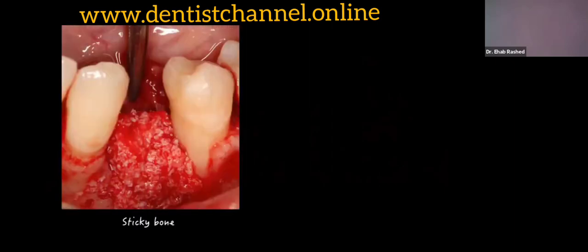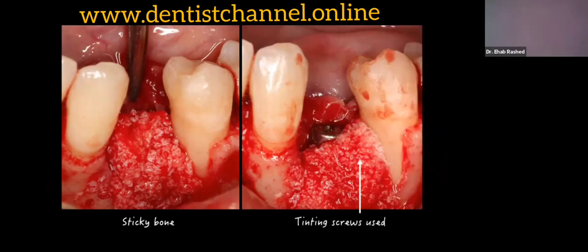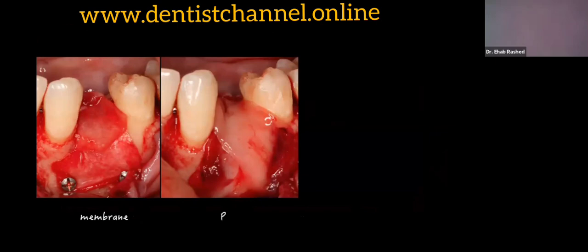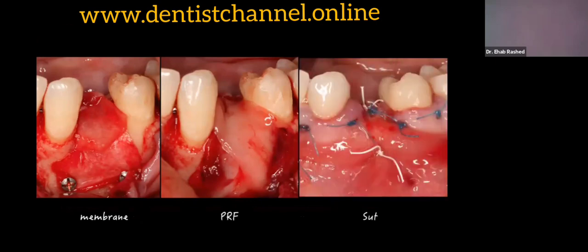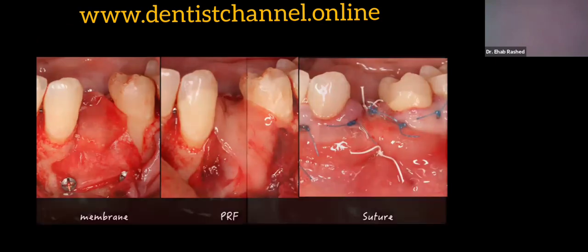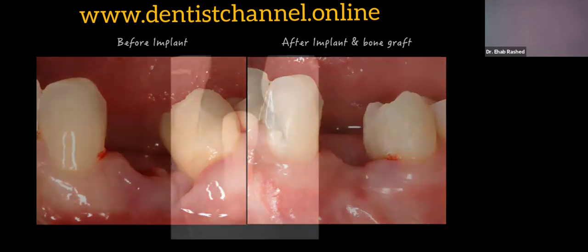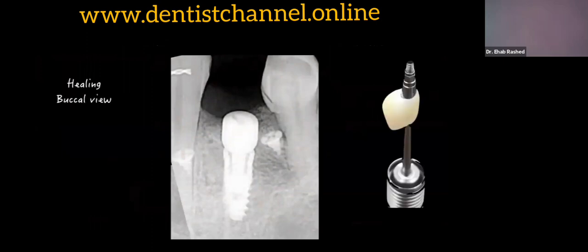You can see the big bone particles, also sticky bone. You see how I cover the bone on the exposed root, because I want to create a papilla at the site. Everything is covered with the membrane because we already have tenting screws, and I suture everything with the two techniques of sutures. And then if you look before and after, see how much soft tissue we created. You can see the tenting screw here in the x-ray.